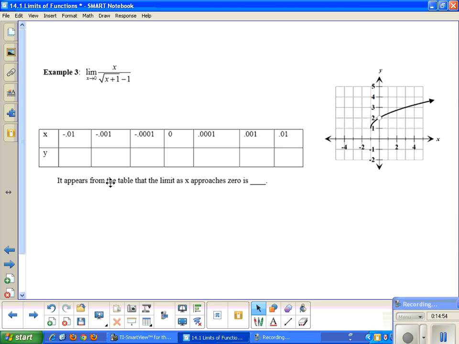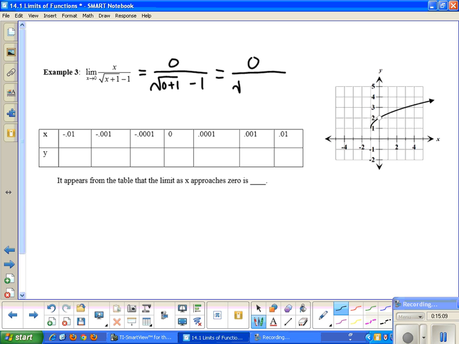So here's another one where we have the limit as x approaches 0 for this function. So again, for this, if I plug 0 in here, I get the square root of 0 plus 1 and then minus 1. So when I do this, I have 0 over the square root of 1 minus 1. The square root of 1 is just 1. So 1 minus 1 is 0. So 0 over 0. And again, we can't divide by 0. So how do I go about finding what the limit is as x approaches 0?